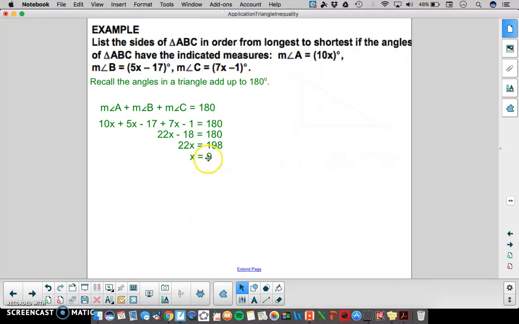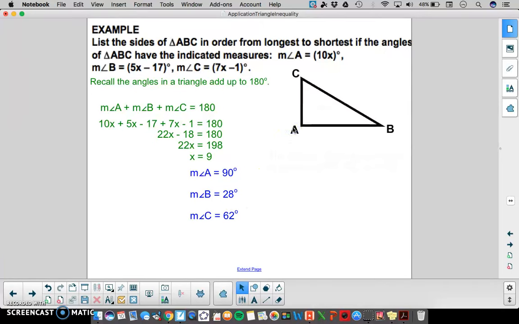The reason I needed to solve for x is I need to know what the angle measures are, so then I can tell which side is longest. So now I can substitute in 9 and find the measure of angle A is 90, B is 28, and C is 62. Therefore, I have this triangle where angle A is the largest angle, C is the next largest angle, and B is the smallest angle. We of course remember that the smallest angle is across from the smallest side, and the largest angle is across from the longest side.